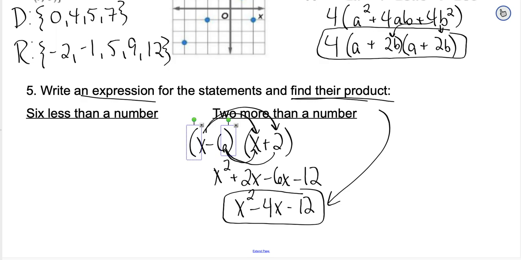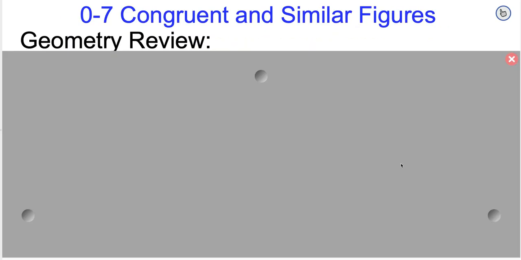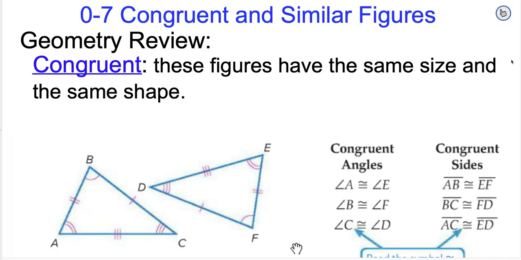Okay? So for the lesson, our learning goals, I stated those once already. Congruent and similar figures, Pythagorean Theorem. We're going to be able to calculate triangles using similar and congruent properties and Pythagorean Theorem. Okay? This will be kind of a condensed version. I'm going to tell you what you need. And that way we can be efficient with our time.